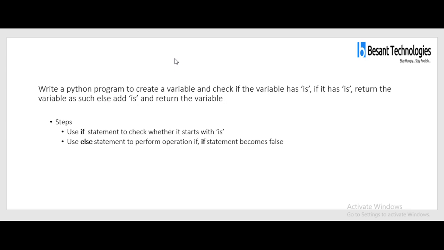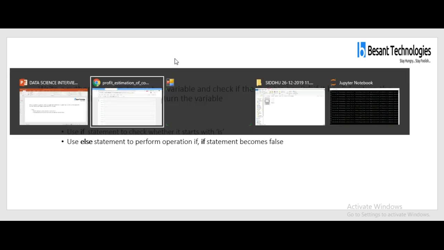This question is all about conditional statements. You have a variable and if that variable is having "is" in it, then you have to return the variable as such. Else you have to add an "is" in front of that variable and return it. Let's see how we can perform this in Python.